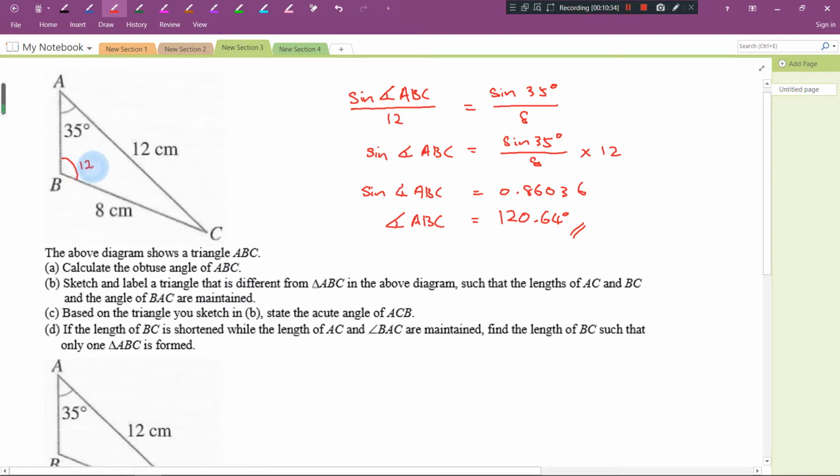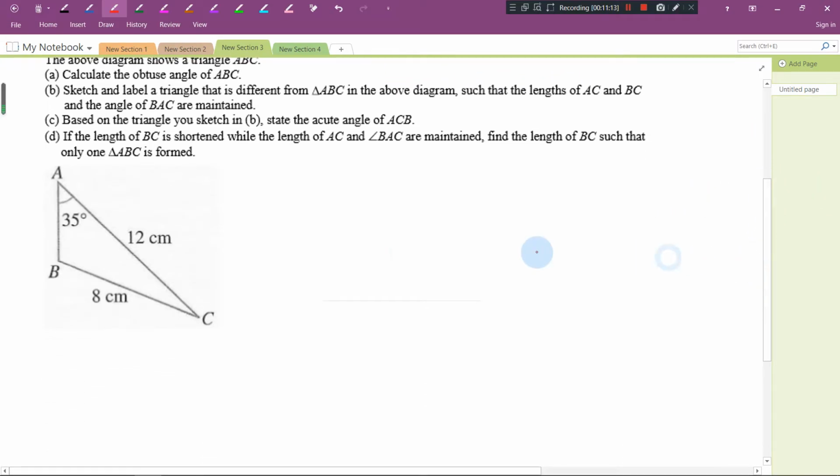Okay, so this is the answer for the first part. Let me label it first: 120.64 degrees. Let's proceed to the second part. Sketch and label a triangle that is different from triangle ABC in the above diagram such that the length AC is still the same, the length BC is still the same, and the angle BAC is maintained. So we can actually draw another triangle which has all the information given here: 35 degrees, 12 centimeters and 8 centimeters. So this is the ambiguous case. How do we draw another triangle? Let me use this triangle to show you.